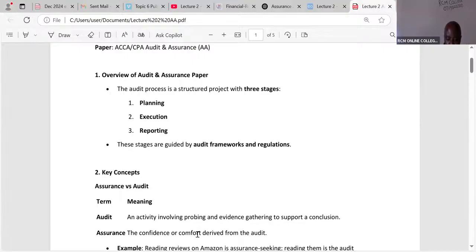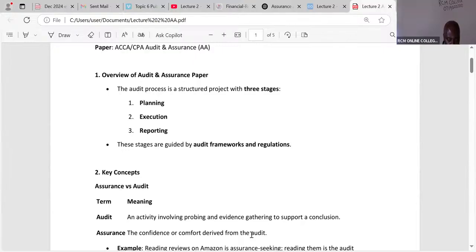Assurance now is the confidence or comfort derived from the audit. As I'm doing this audit, ladies and gentlemen, as I'm gathering this evidence, there will be that comfort that will be derived from this particular audit. The outcome is what we call assurance.